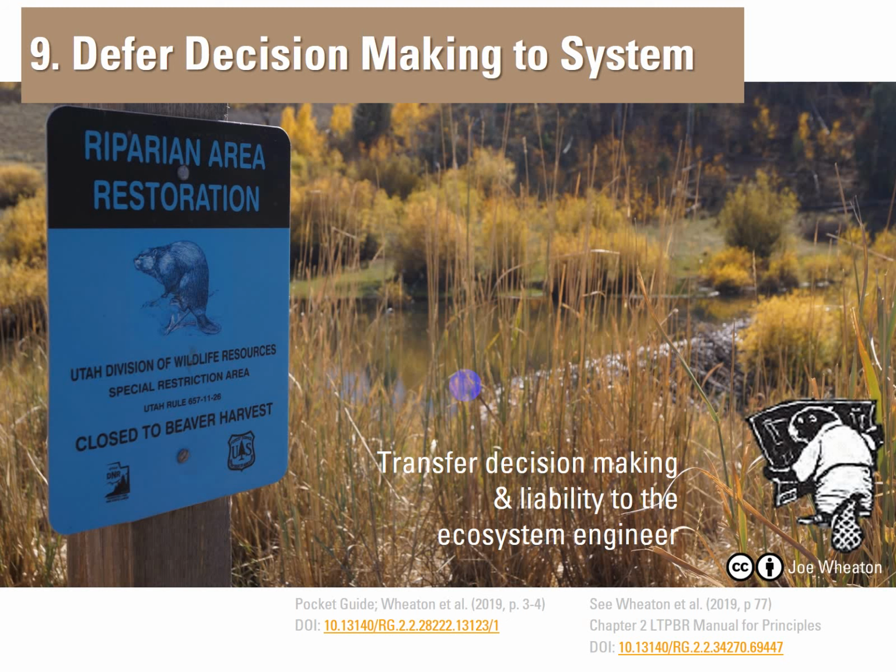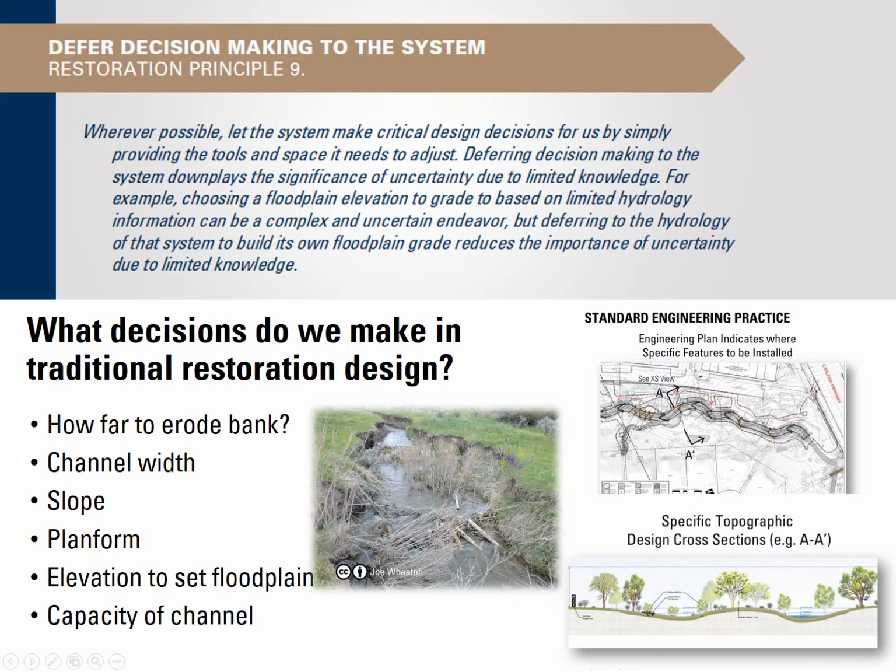So one way you can think about this, it's transferring decision making and liability over to an ecosystem engineer. They decide how high to build, when to maintain, when to let it go, when to repair a breach or a blowout, when to not. This is an example where all we've done is passively just put a trapping closure on harvesting beaver, and then let beaver make some of those decisions about how to manage that system.